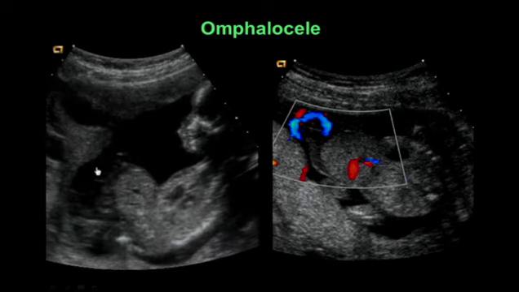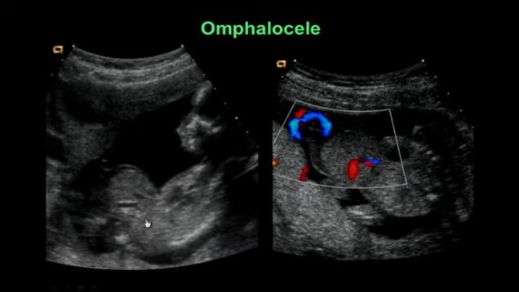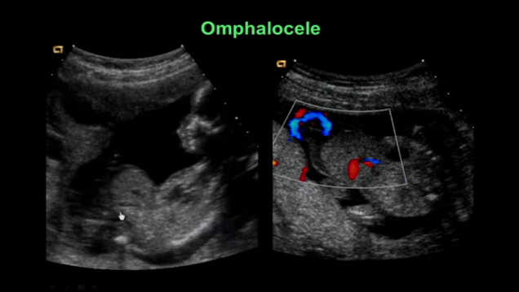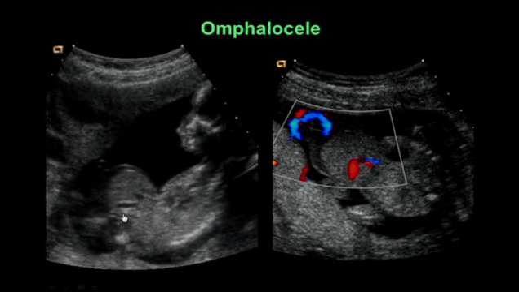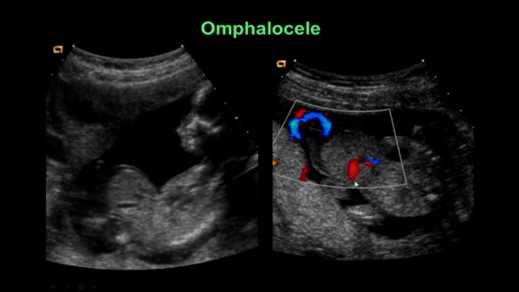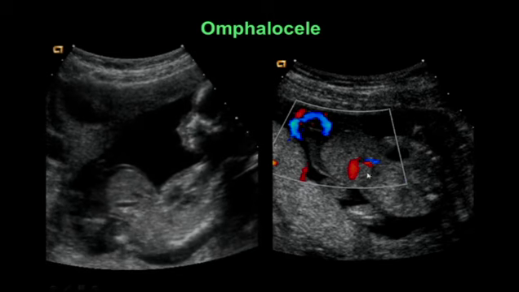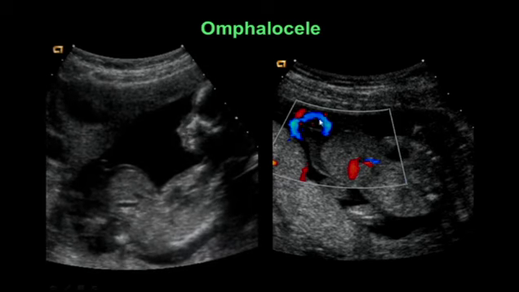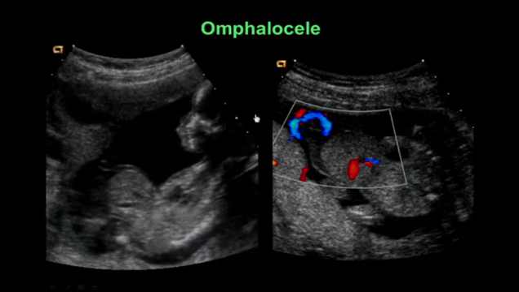You can see this mass protruding from the anterior abdominal wall. It has liver as well as bowel within this mass. Notice its rounded contour because it is contained by a membrane. On transverse view, we see the rounded mass protruding from the anterior abdominal wall. The stomach has been pulled forward in the fetal abdomen. Notice the umbilical vessels traveling through this mass and out the other side.